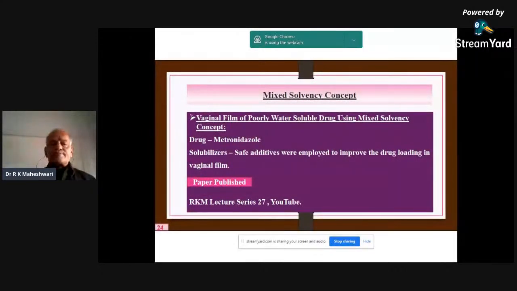Now, another application of the mixed solvency concept is to make a vaginal film of a poorly water soluble drug. The work was an MPR project on metronidazole vaginal film, using safe additives to improve the drug loading in the vaginal film, particularly solid solubilizers, so that you can have a small size of the film. The paper has been published; see RKM lecture series 27 for the details.